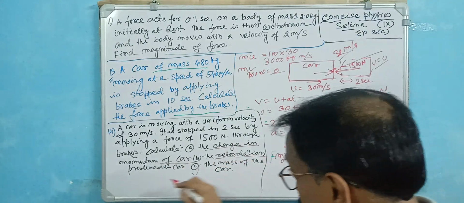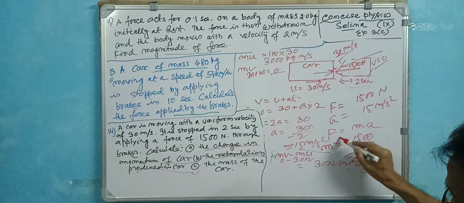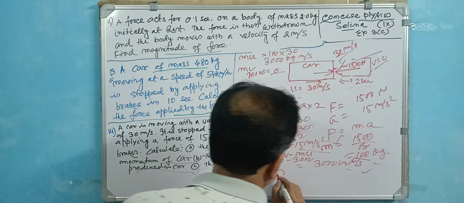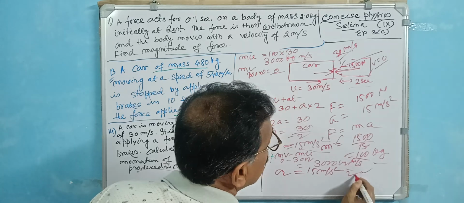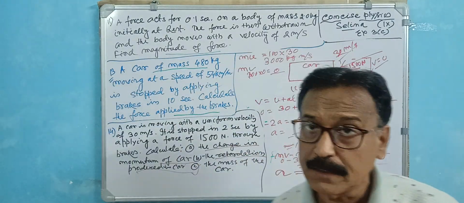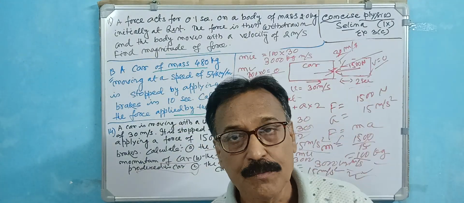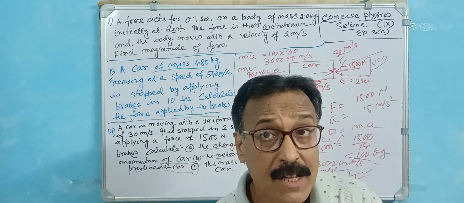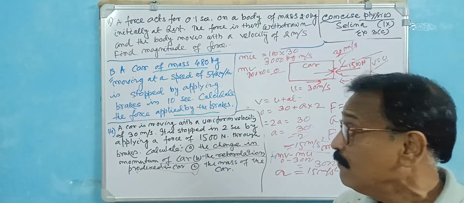The retardation produced in the car. So what is the retardation? It is 15 meter per second square. So retardation means A. So that is 15 meter per second square is the retardation of it. Okay, is it clear to you? Very easy sum, very easy. Just the concept must be clear. No sum will be a problem for you if you just clear your concepts, grow interest in physics, the idea of physics, you like physics, then you solve the sum.